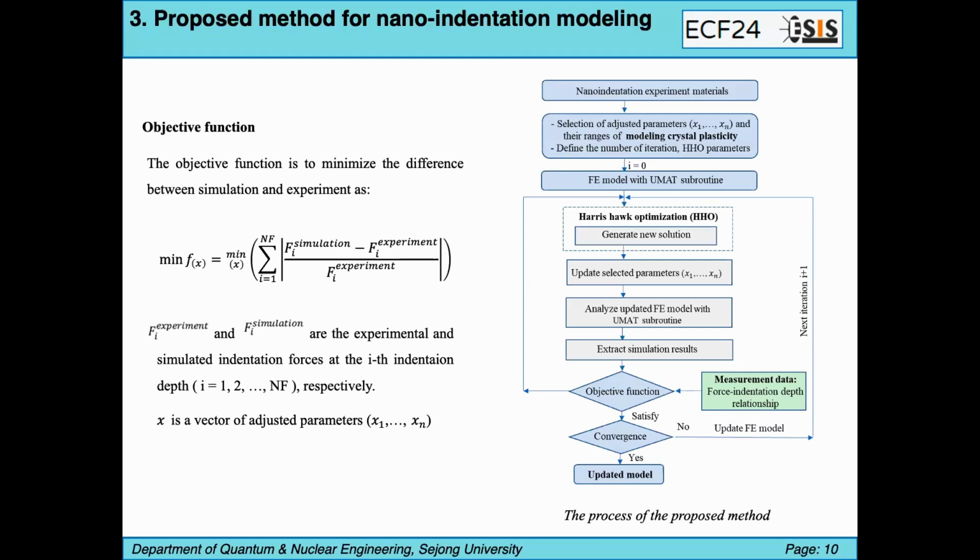Firstly, we select the constitutive parameters from H1 to Hn and define the ranges of modeling for crystal plasticity, and define the number of iterations and the SSO parameters. Then we increase the iteration, and in each iteration, the SSO will generate a new solution and update the selected parameters, and we analyze the FE model. Then we check the objective function, and if the condition is satisfied, the process will end.